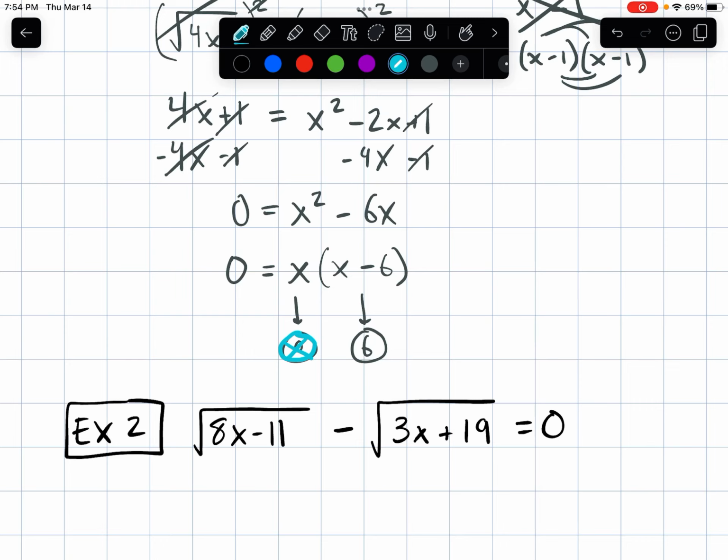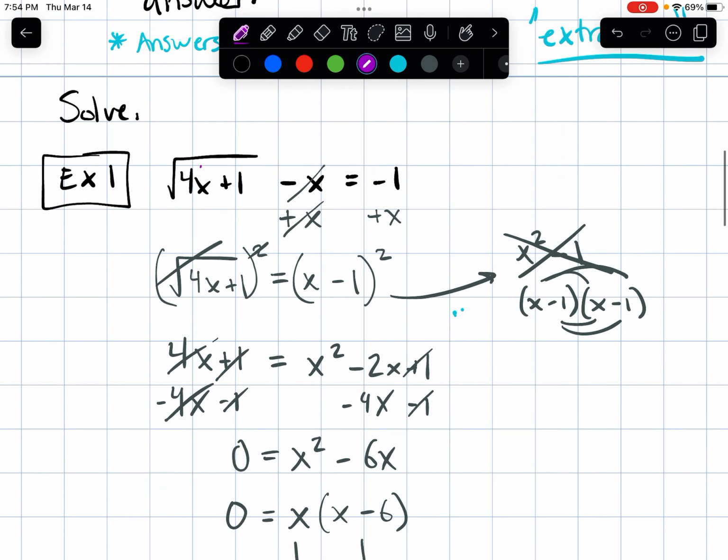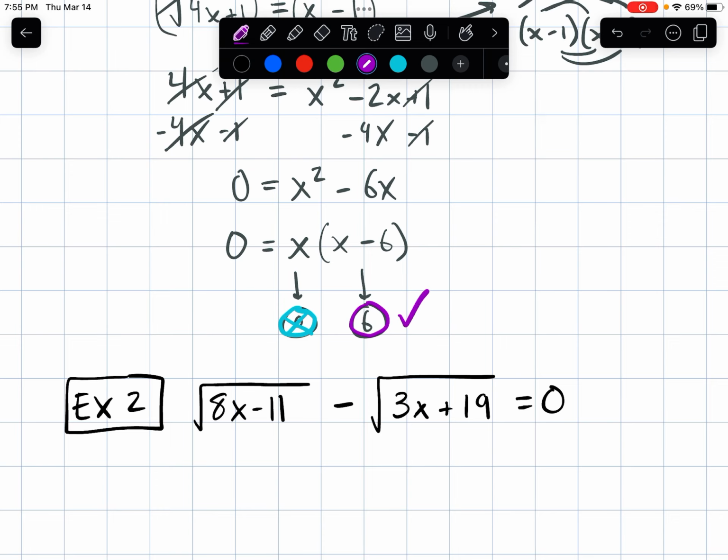Now let's go ahead and test out the 6 and see what we get. So I'm going to plug in 6 here. Replace the x with a 6. 4 times 6 is 24. Plus 1 is 25. Square root of 25 is 5. And then we're replacing this x with a 6. And 5 minus 6 does, in fact, equal negative 1. So we do get a true statement here. That means that 6 is a solution. 0 would be an extraneous solution. So your only answer for this problem is 6. All right, so x equals 6. That's the only value that would make this statement true.